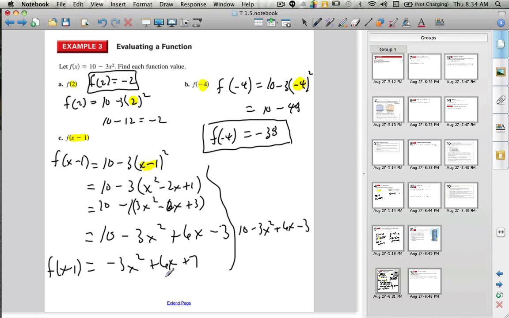So the function of x minus 1 is this new polynomial. Okay, that is my answer. So it doesn't matter what gets put into the parentheses in function notation. You plug it into the supplied function, and then you simplify.